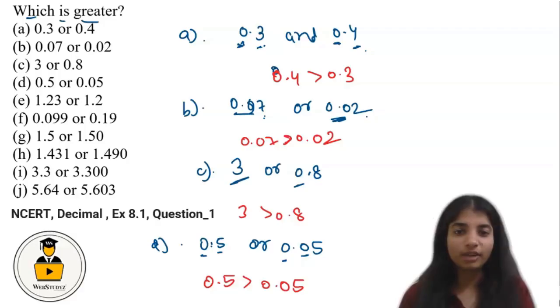Basically, till now we have discussed 4 parts, and in all these parts it is clearly visible which number is greater or which number is lesser. Now let's move to the next part.